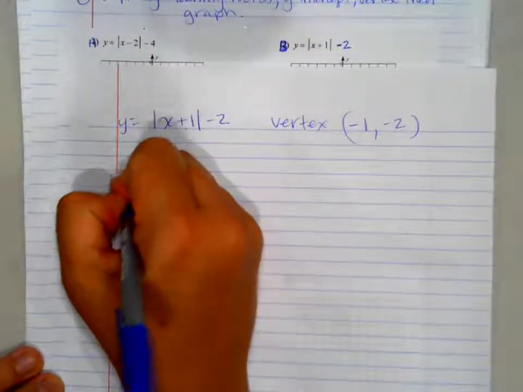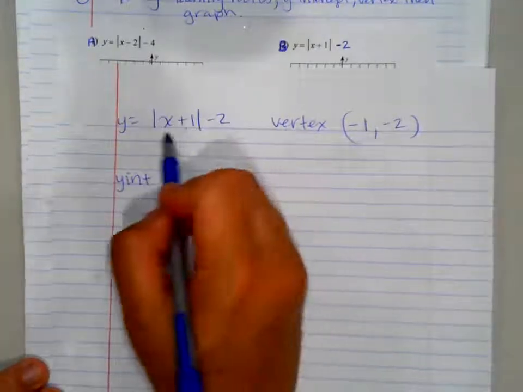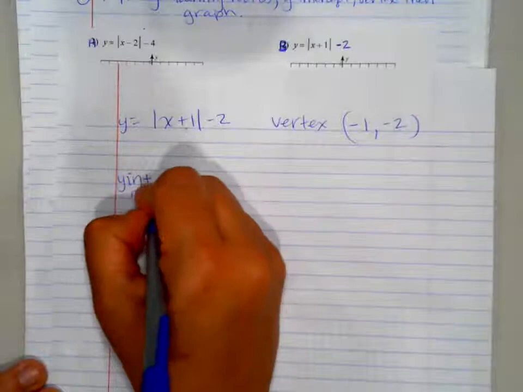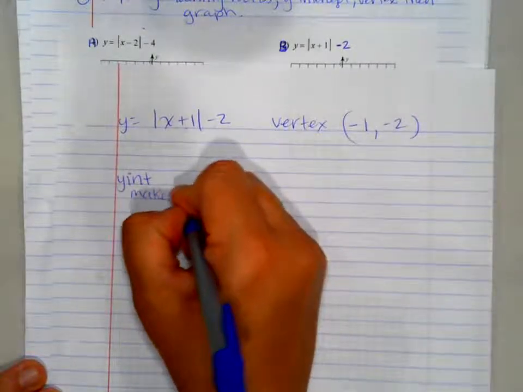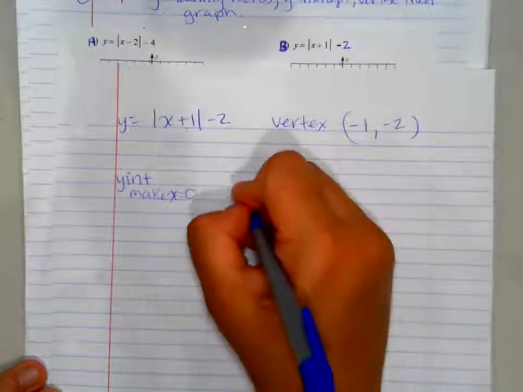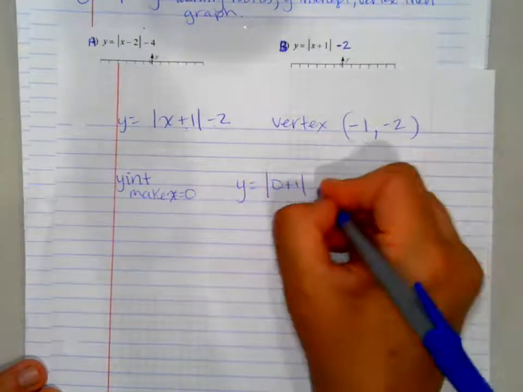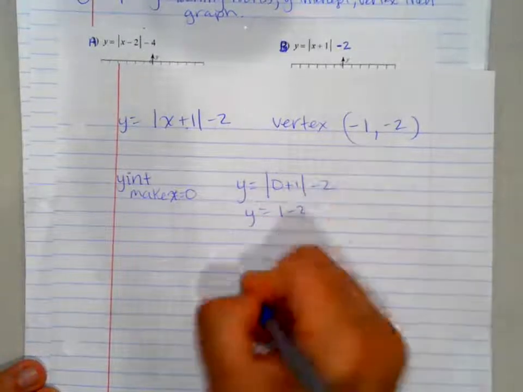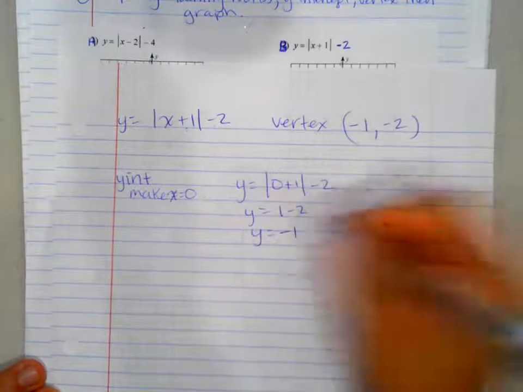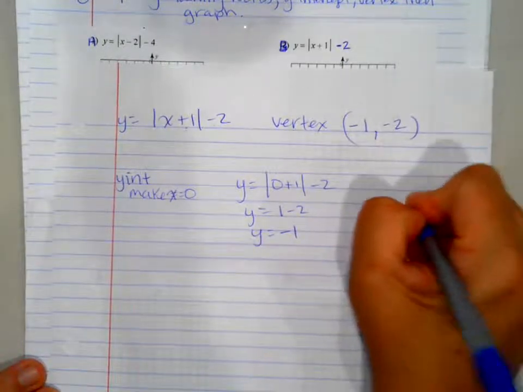Let's find your y-intercept. I'm going to switch it around this time so you guys don't get used to it. Finding your y-intercept, make x equal to 0, and then solve. So y is equal to the absolute value of 0 plus 1, minus 2. Y is equal to 1 minus 2. Y is equal to negative 1. So my y-intercept is at 0, negative 1.